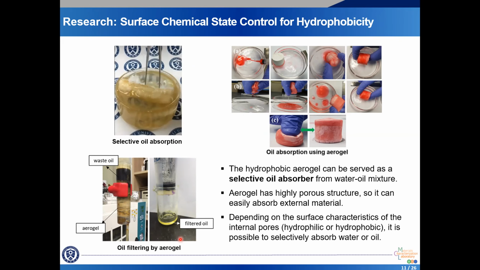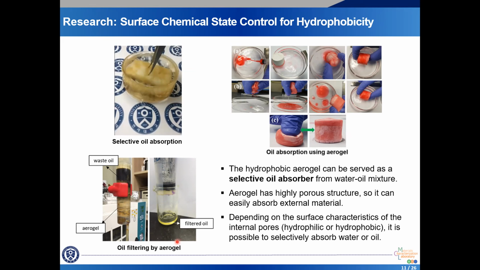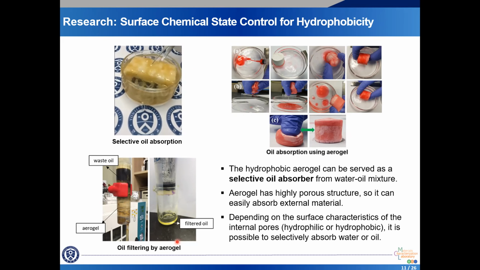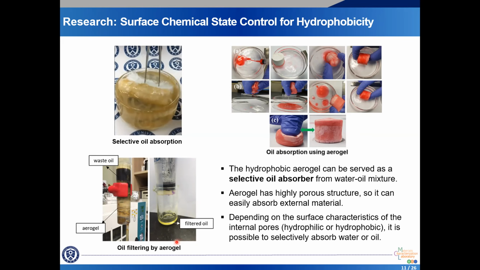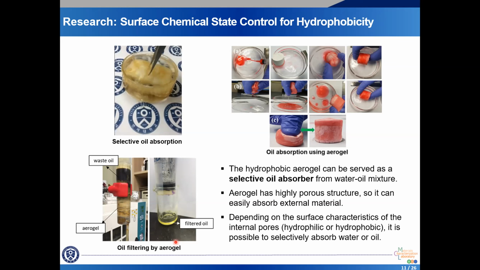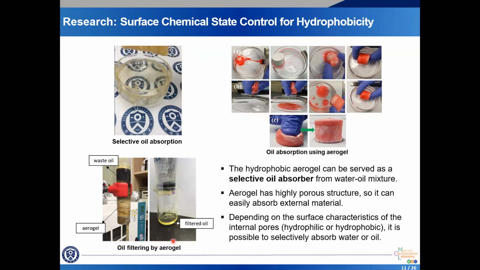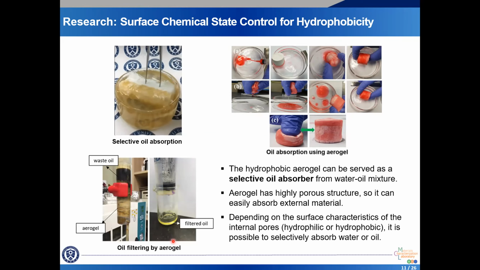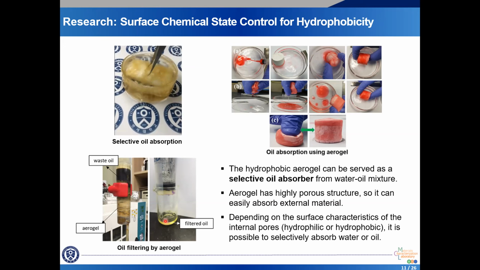And it was observed that the shape of the aerogel and the ability to absorb oil do not change even if the absorption and release are repeated dozens of times. An aerogel can be used for filtering of waste oil, as shown in the photo at the bottom side, and we can get clean oil for recycle.